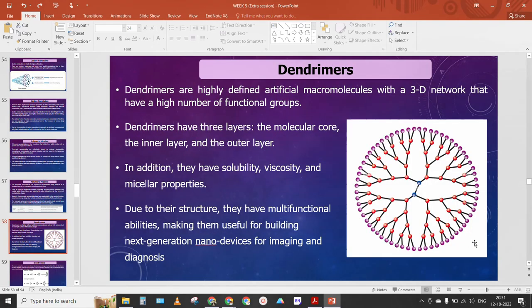Then the next thing is dendrimer. Dendrimers are highly defined artificial macromolecules with a 3D network that have a high number of functional groups. Dendrimers have three layers: the molecular core, the inner layer, and the outer layer. In addition, they have solubility, viscosity, and micellar properties. Due to their structures, they have multifunctional abilities, making them useful for building next generation nanodevices for imaging and diagnosis of particular cancer cells, tumor cells.